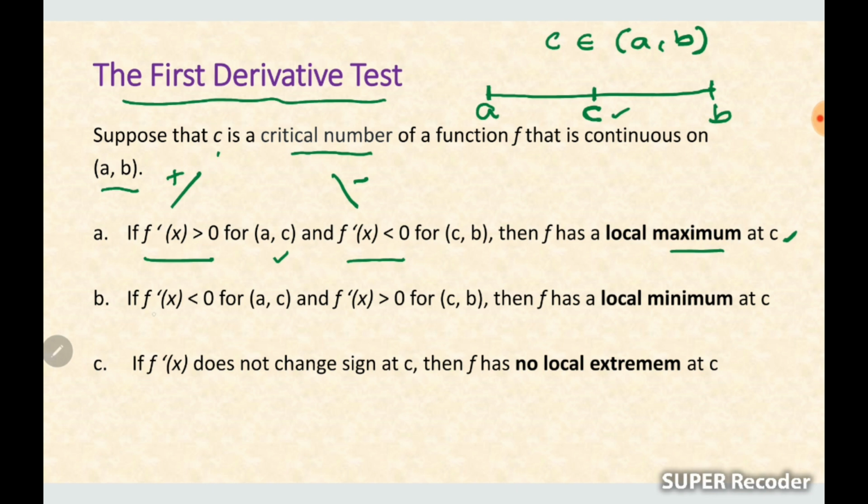Number 2, if f prime x is negative for the interval from A to C, and f prime x is positive for the interval from C to B, then f has a local minimum at point C. Number 3, if f prime does not change sign at C, then f has no local extremum at point C. Take a look at the next diagram.